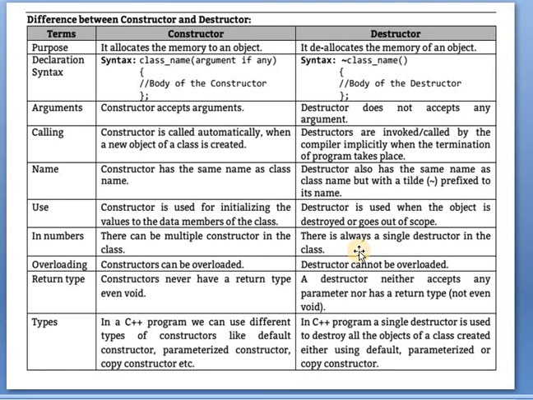Now return type. A constructor never has a return type, not even void. Same, a destructor neither accepts any parameter nor has a return type. This is actually not a difference, it is a similarity between the constructor and destructor. Both never have a return type. Now types. In a C++ program, we can use different types of constructor like default constructor, parameterized constructor, copy constructor and dynamic constructor. But in a C++ program, a single destructor is used to destroy all the objects of a class created using either the default, parameterized or copy constructor. So there are no types of destructor.